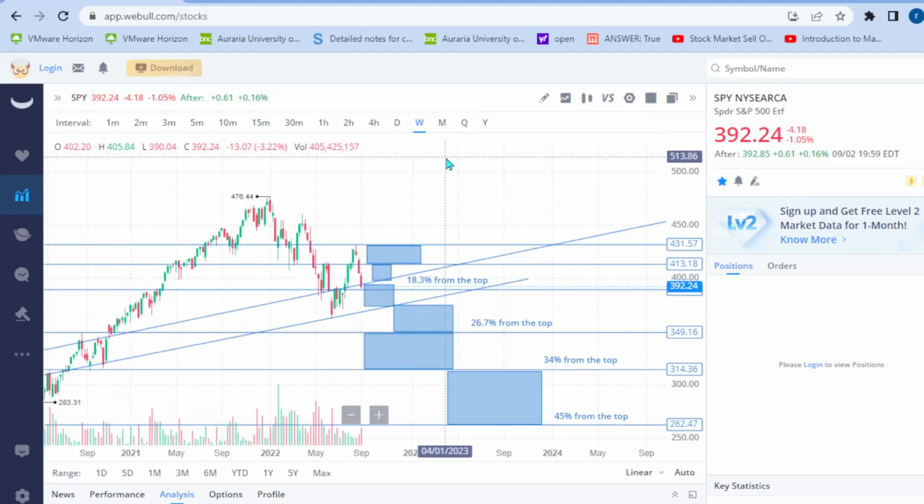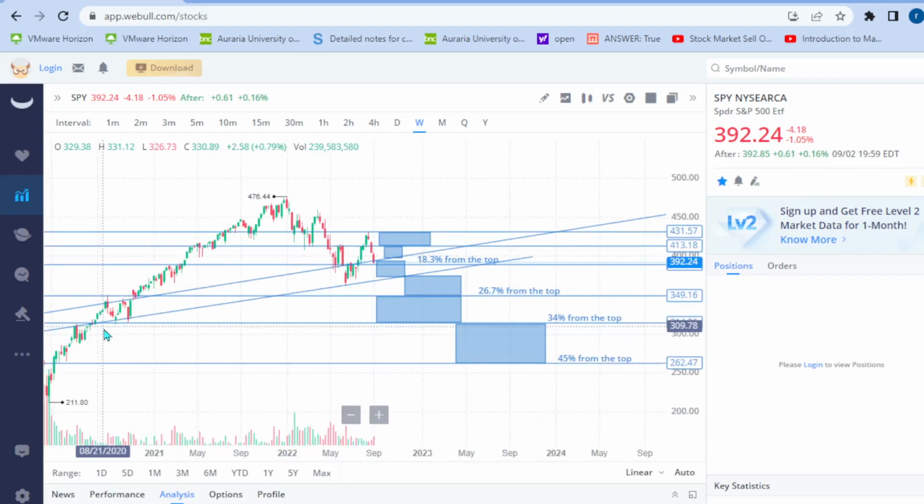And let's just look at the percentage from the top. So with this line right here, pretty close to where we are right now, we're about 18.3% from the top. Now, if we're looking at this 350 pivot zone, I'm thinking we're about 26.7% from the top. Now, if we make it all the way back down to this old range right here, the bottom of this old range, which is right around 314.36, we're about 34% from the top.